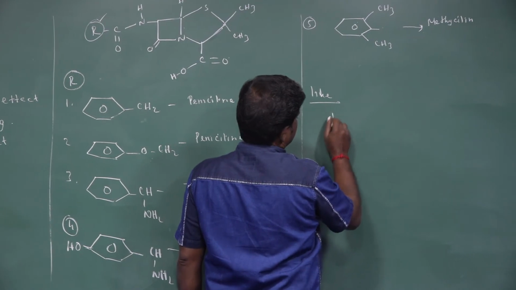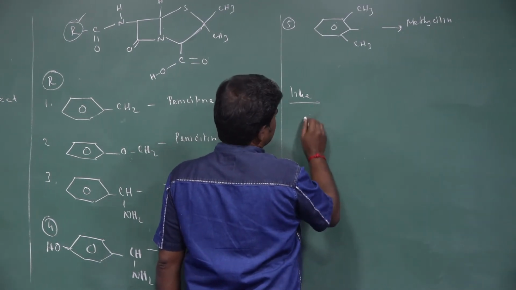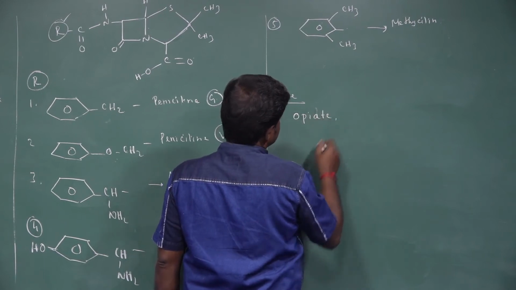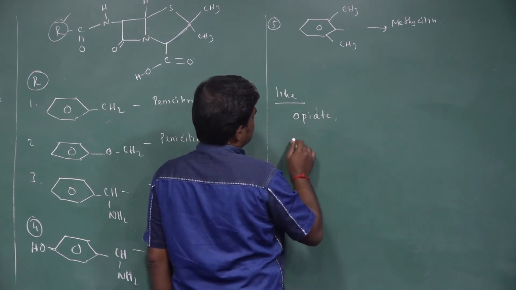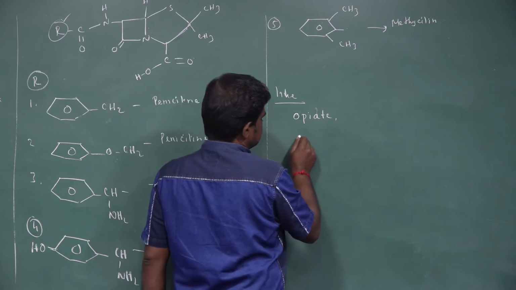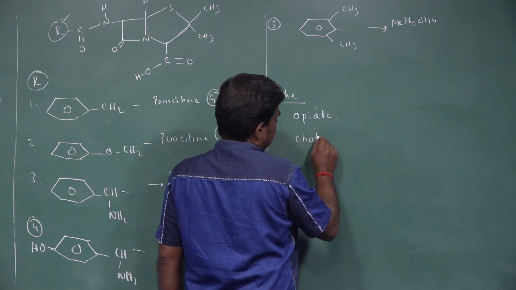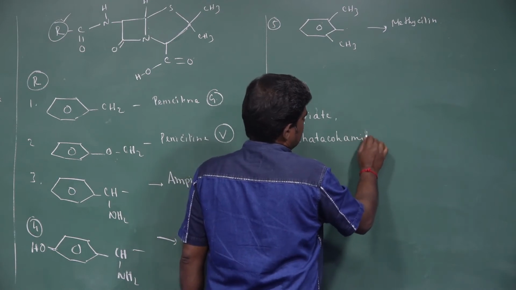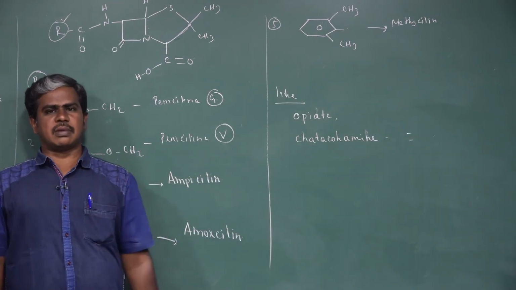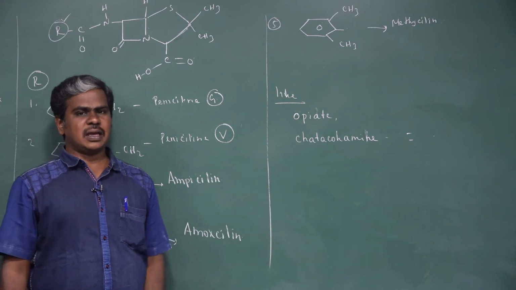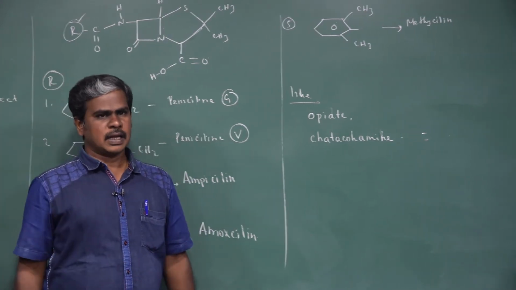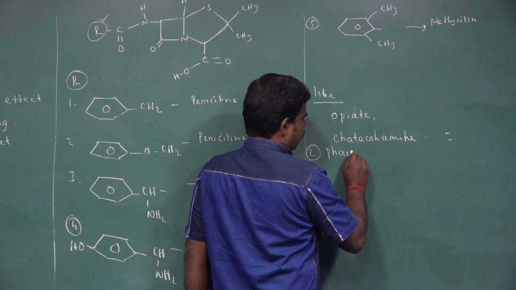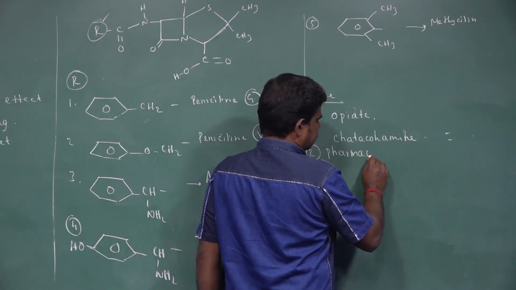Likewise, we take the next structures, maybe opiates and also catecholamines. So depending on the chemical structure, we may classify the drug. Then we take the second classification, pharmacological effect.